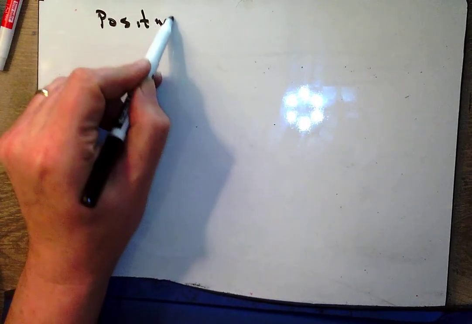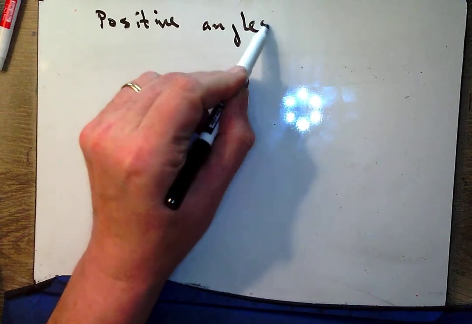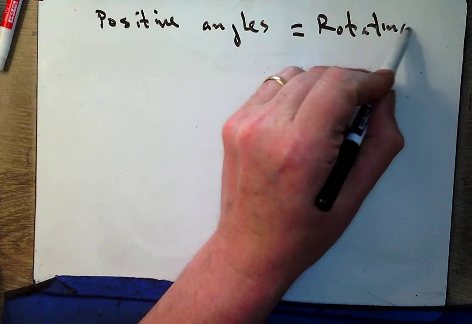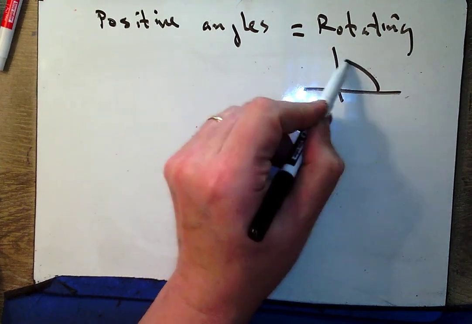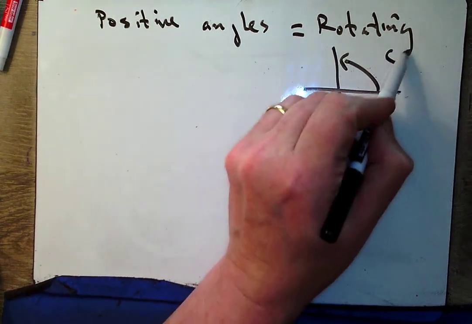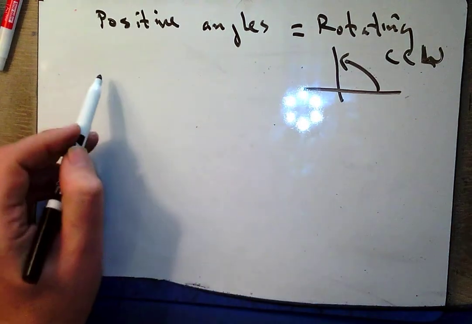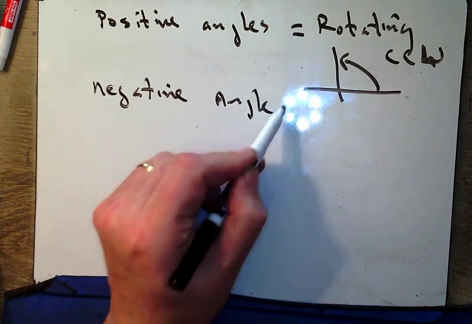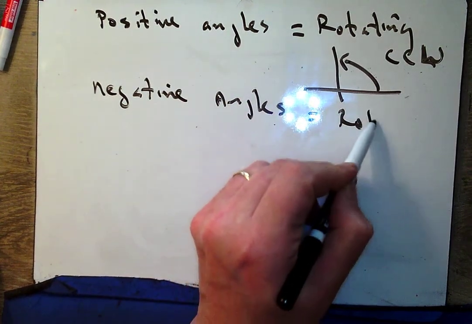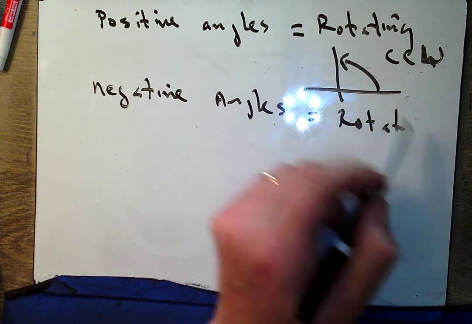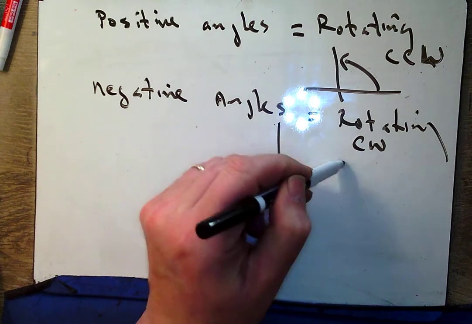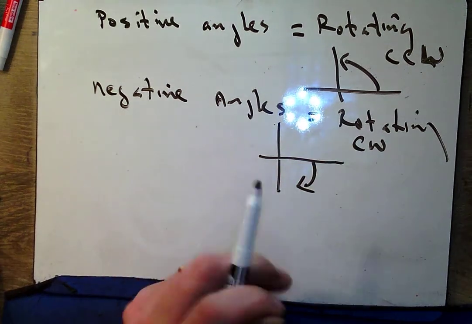So we said that positive angles, that's when we're rotating that way, counterclockwise. And negative angles, that's when we're rotating clockwise. So a negative angle goes in that direction.